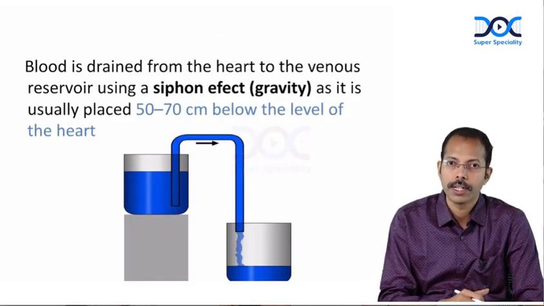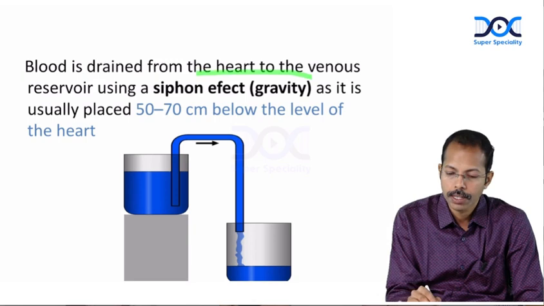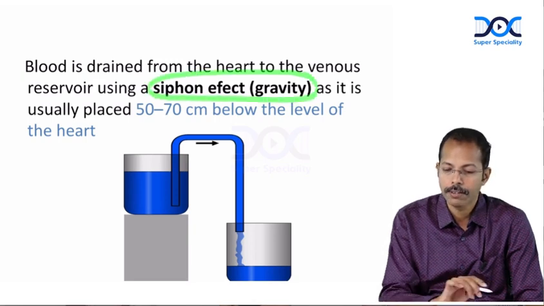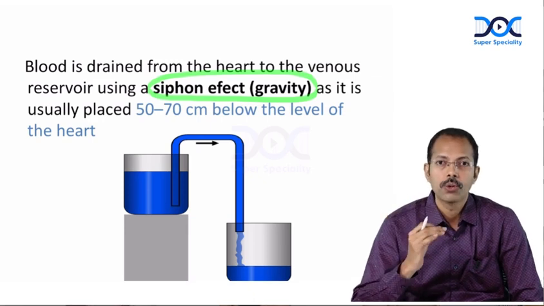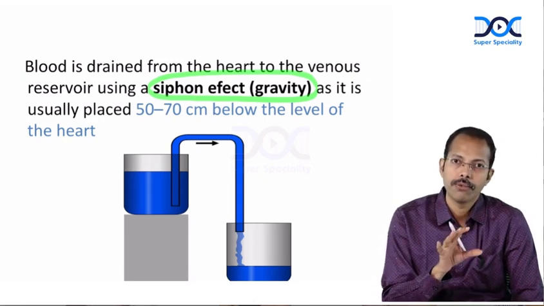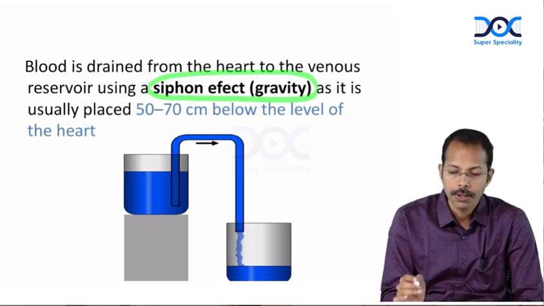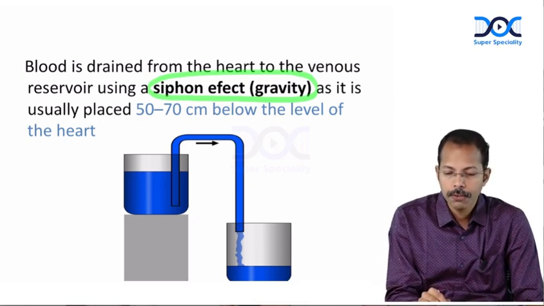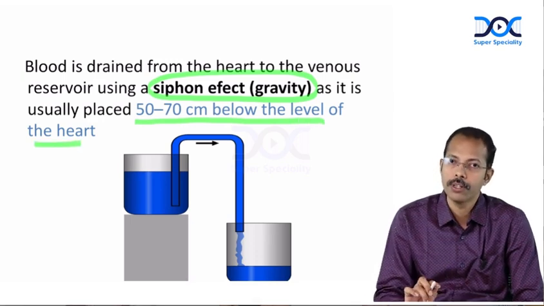So how is the blood drained from the heart? This is very important, and the effect is called the siphon effect or gravity, right? And we are not applying suction to drain the venous blood. The blood is draining from the right atrium into the reservoir with the help of the siphon effect. It is also called the gravity effect. How to achieve this? We have to place the reservoir 50 to 70 centimeters below the level of the heart. Again, it is very important for your MCQ.